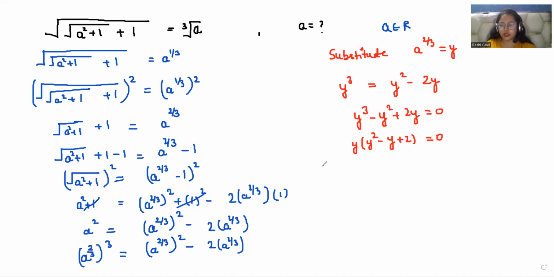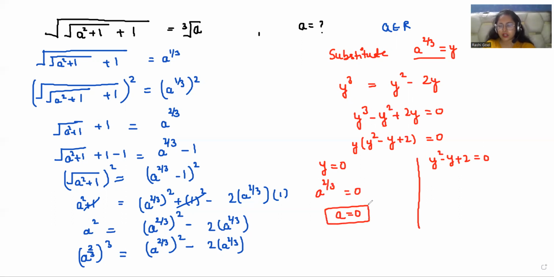Now we have two cases. Either y is equal to 0 or y square minus y plus 2 is equal to 0. As we know, we substituted y equals a power 2 by 3. So we can write a power 2 by 3 is equal to 0. That means a is 0 in this case.